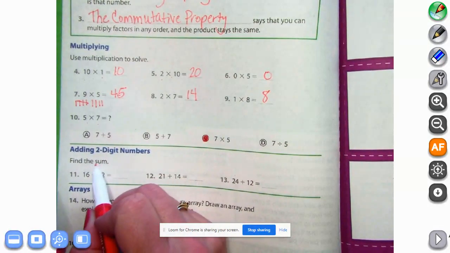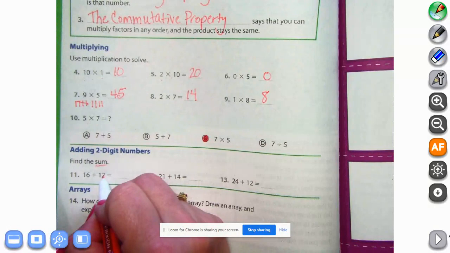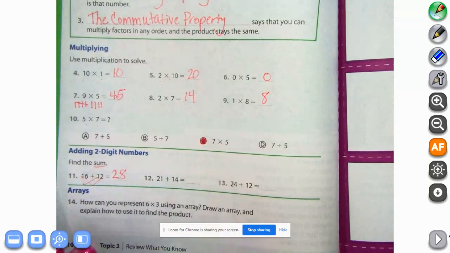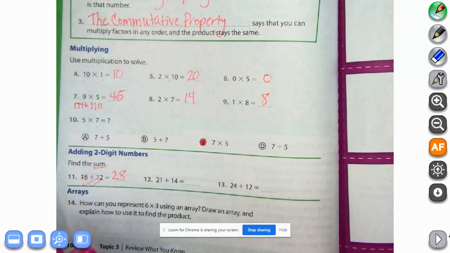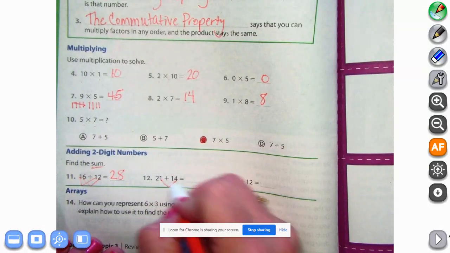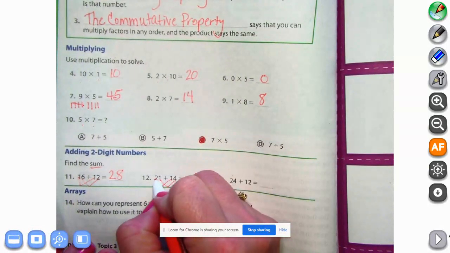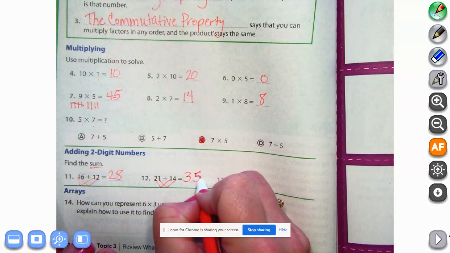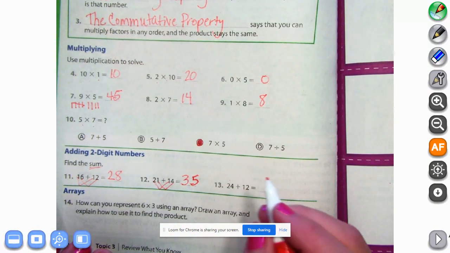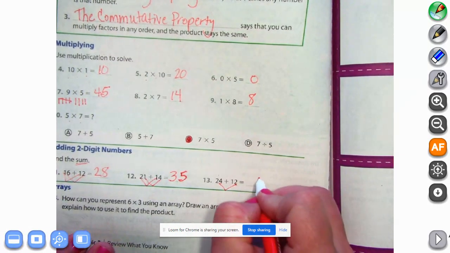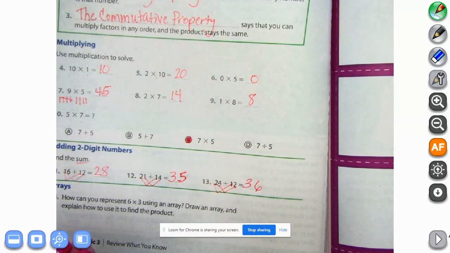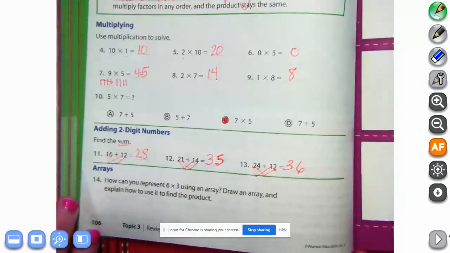Find the sum means we're going to be adding. 2 plus 6 is 8. 10 plus 10 is 20. Four plus one is five. 10 plus 20 is 30. Two plus four is six. 10 plus 2 is 30. All right, and then the bottom.